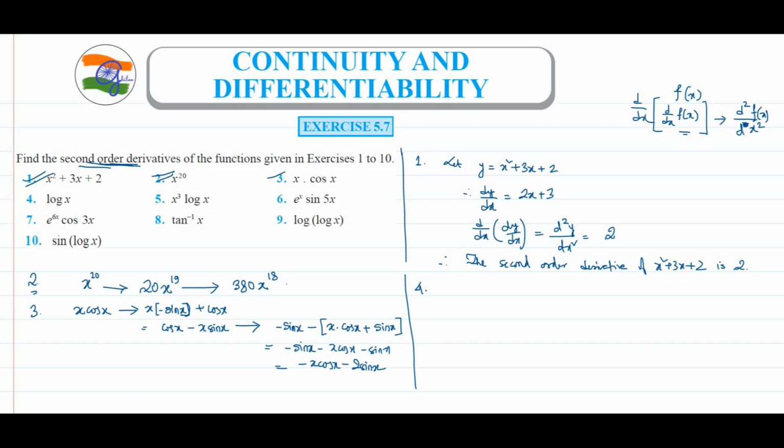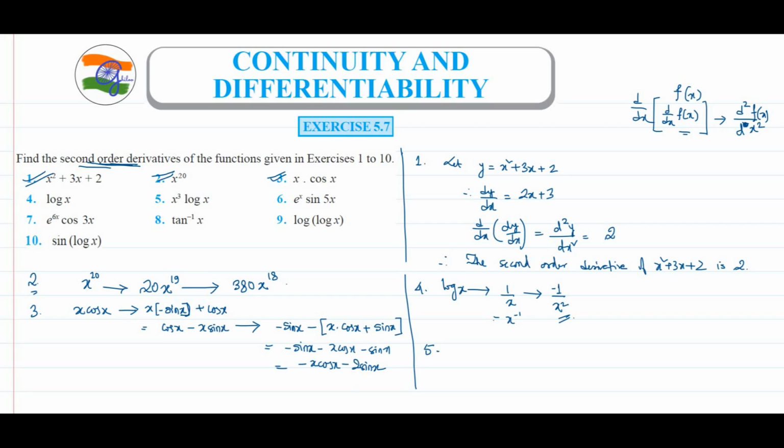You just have to have the proficiency of differentiation. Now log of x, the first derivative of log of x is 1 by x, and the derivative of 1 by x, that is x to the power minus 1, is simply equal to minus 1 times x raised to the power minus 2, that is minus 1 by x square. This is the second order derivative.